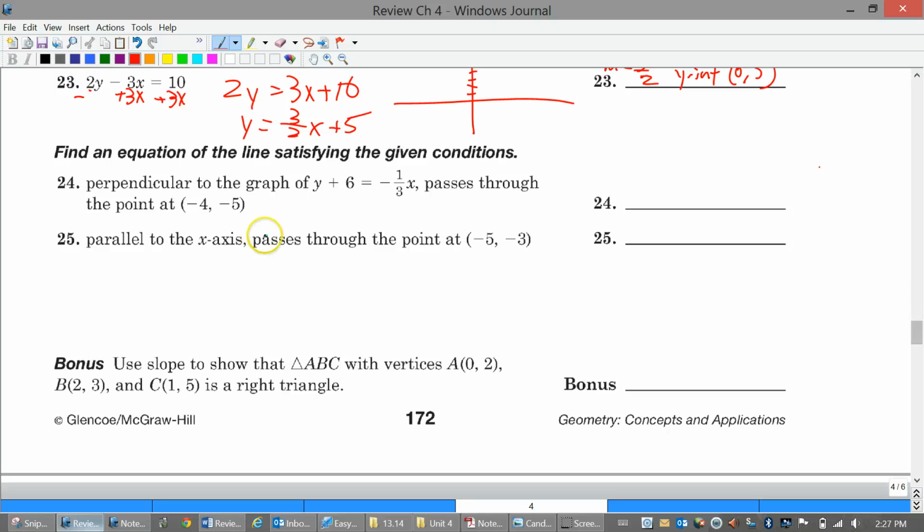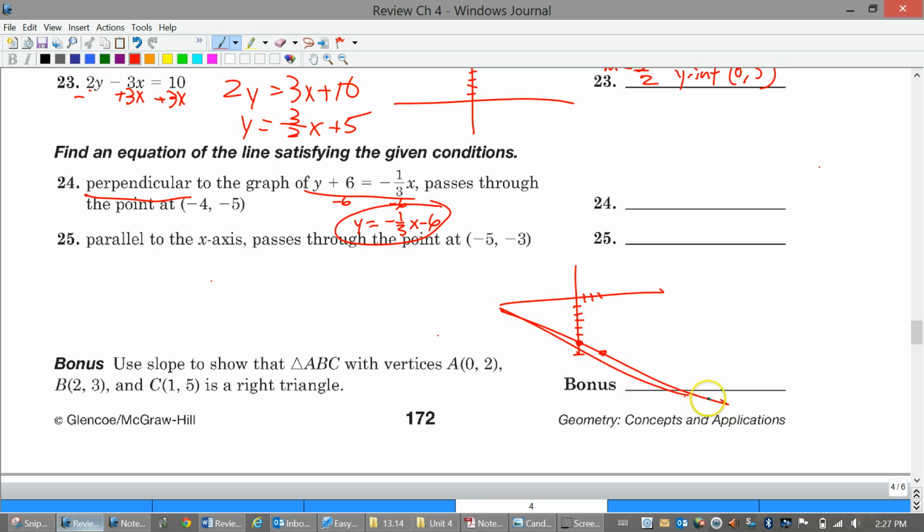24. We want the equation of the line that satisfies this given condition. First, it's perpendicular to that line. So first, I'm gonna graph this line just so we get a visual. And I'm doing this to, 1, get a visual, and 2, hint on something on the test. So I'm gonna graph that line. So it's at -6. Down 1, right 3. Okay, and we want the line perpendicular to that line.